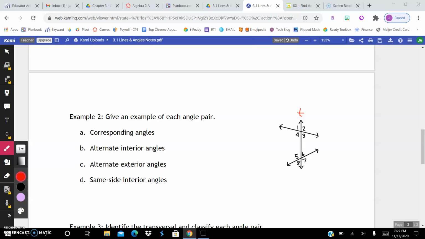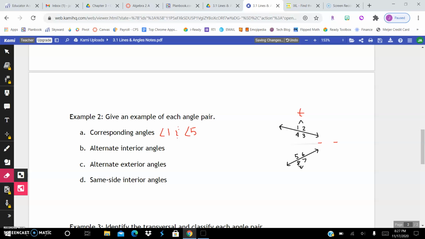So corresponding angles means if I were to think about cutting this picture in half between the 2 lines, I'm going to have one angle from the top, one angle from the bottom that's in the same spot. So I could say angle 1 and angle 5 because they're both in the top left of each set of angles. I could have also picked 2 and 6, or 3 and 7, or angles 4 and 8.